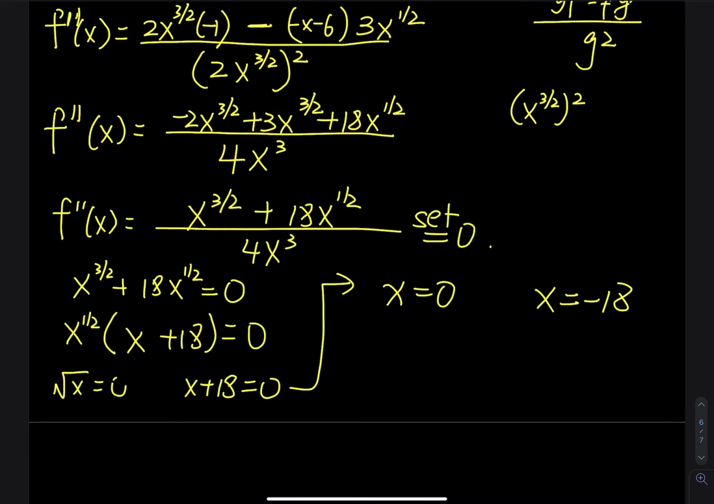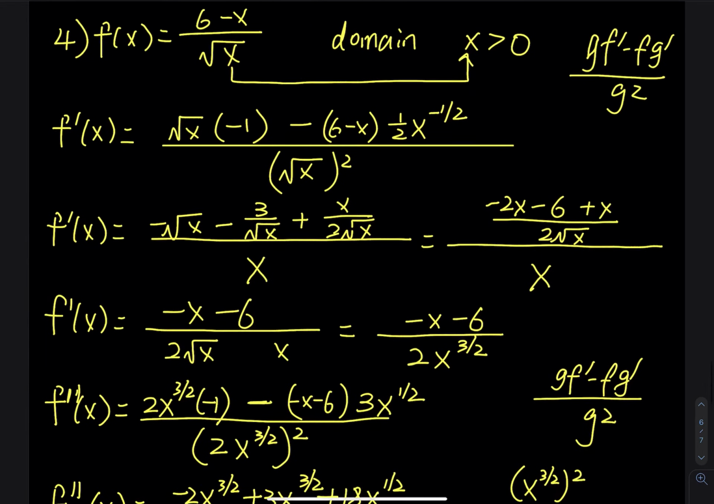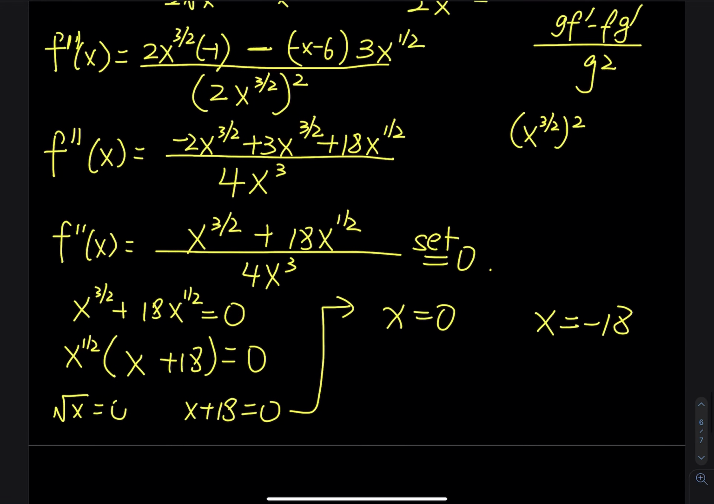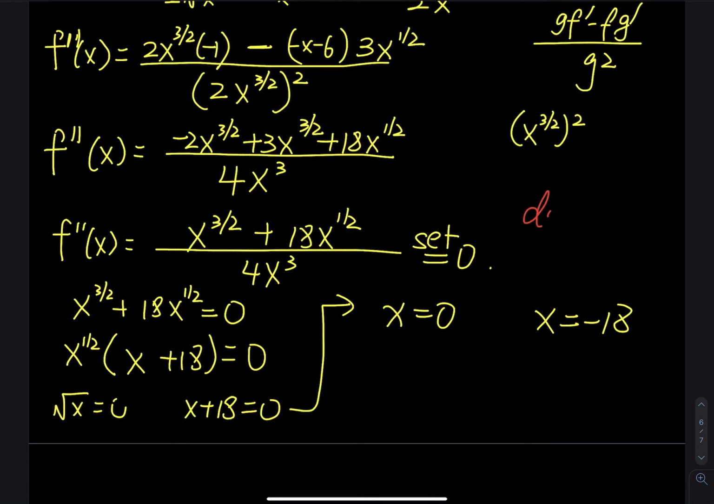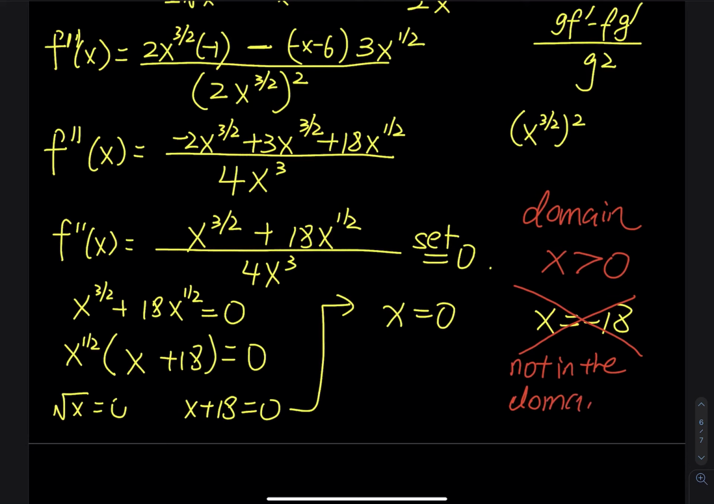Okay, what is your domain? Let's look it up. The domain is x must be greater than 0. So let me change color to write the domain. So the domain of f of x is x must be greater than 0. So that means when I consider the test intervals, I want the intervals to be x greater than 0. So you have a negative 18, right? So negative 18 is not in the domain, so that is not a critical number.